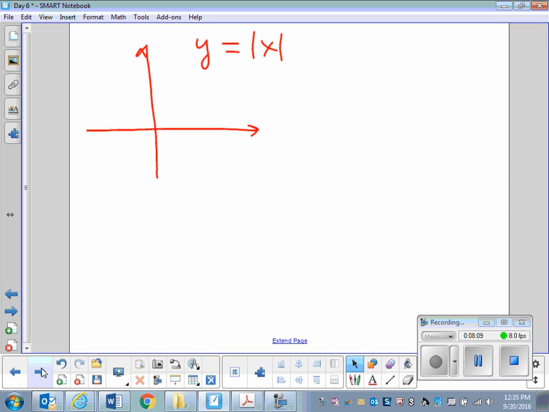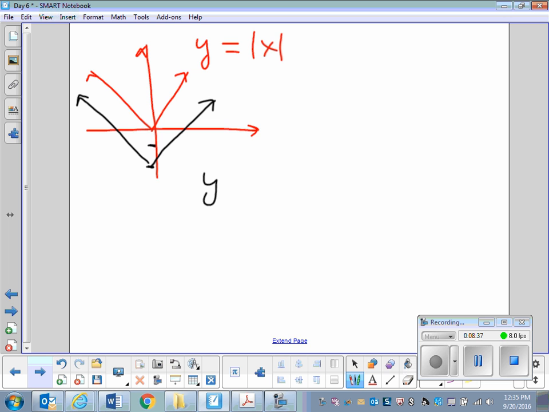So this is not a denote, it's just a fast function. If my parent function is y equals the absolute value of x, it looks something like this, right? If I have a new graph that looks like this, can you tell me what the equation for this new function is?